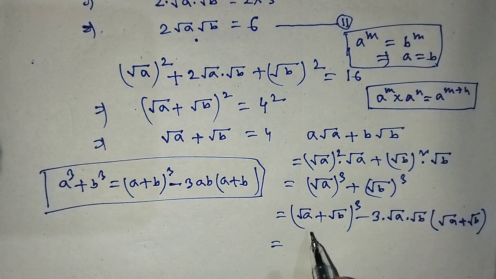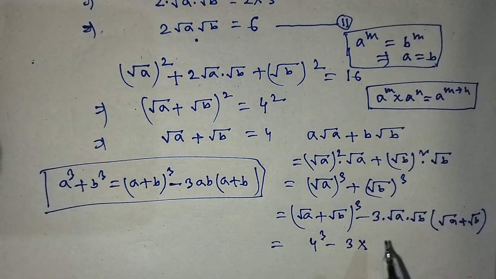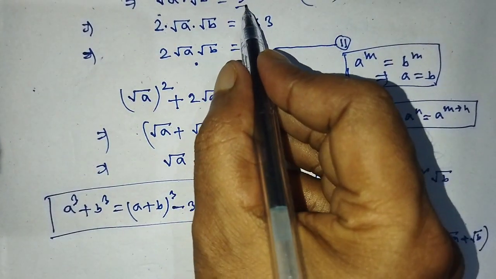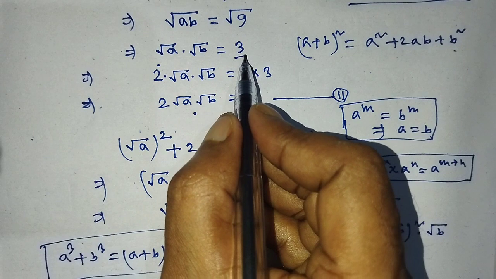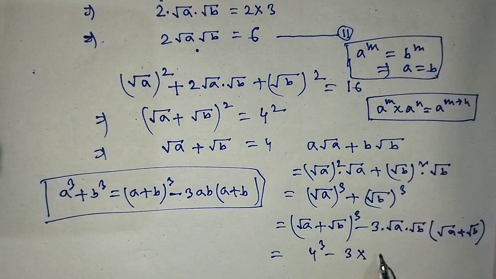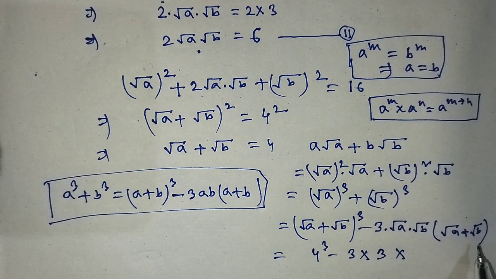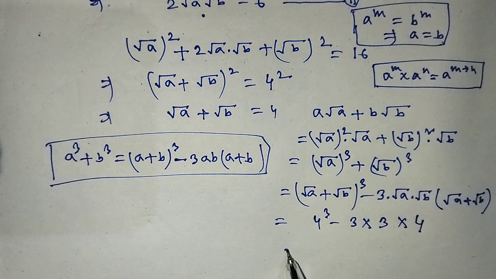So we can write here 4 whole to the power 3 minus 3 into the value of root a into root b, that is 3. Okay, so root a into root b is 3. So we have to write here 3, into the value of root a plus root b, which is 4. So you have to write here 4. So student, 4 to the power 3.